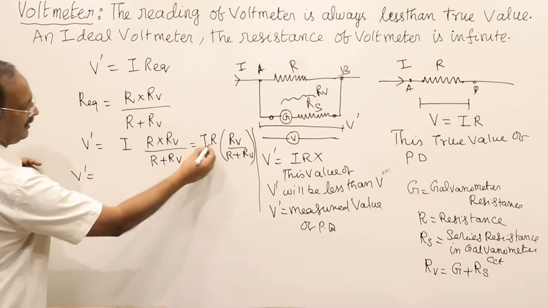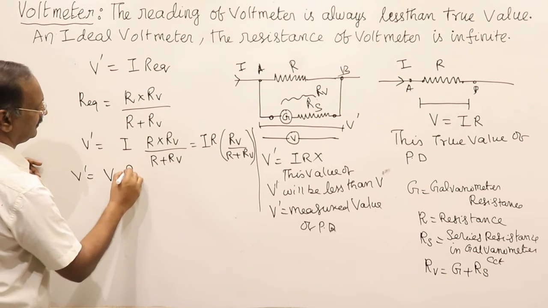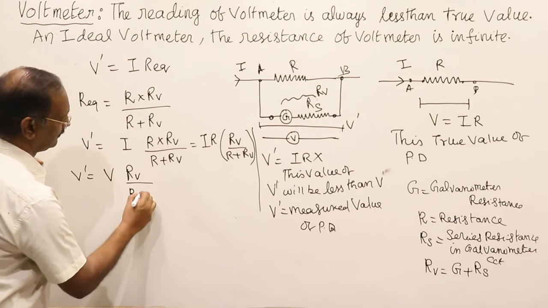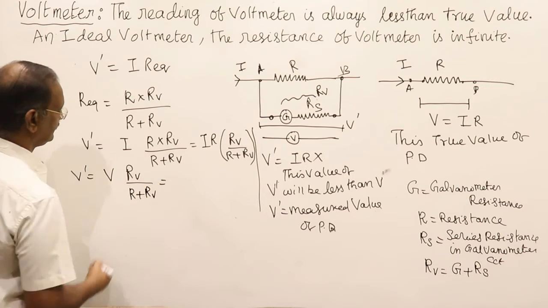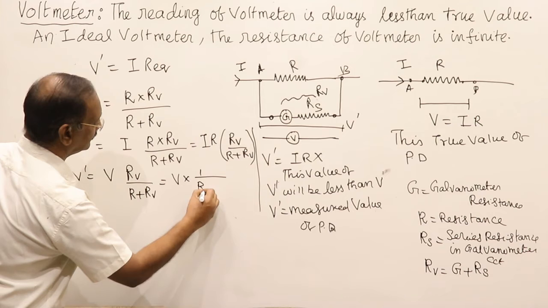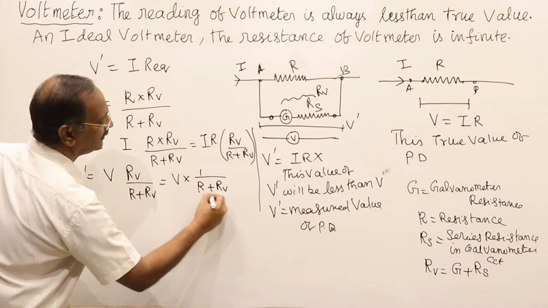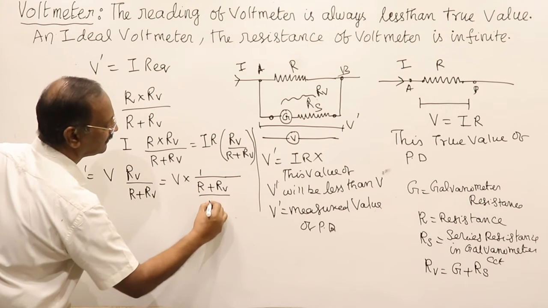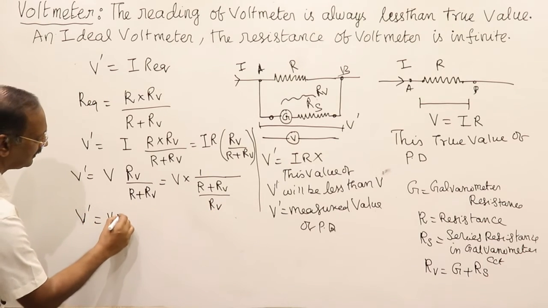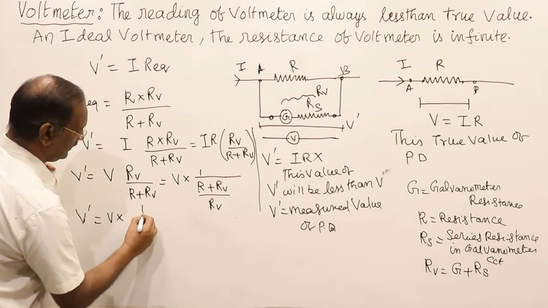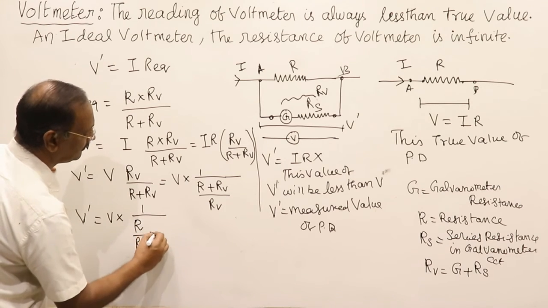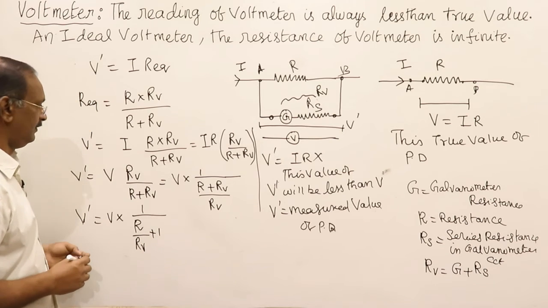So this will become V dash is equal to the true value into the total resistance of the voltmeter RV divided by R plus RV, which is equal to V into 1 divided by, let us take RV down, R plus RV divided by RV. Therefore V dash is equal to V into 1 divided by R by RV plus 1. Now you see what is the difference.